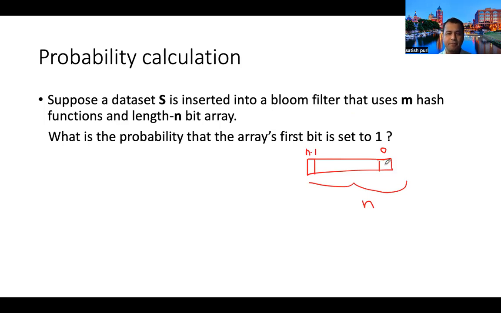So because you're doing a hash function, the hash function could go to any of the bit positions. It does not have to go to 0. It may go to 0. So there is probability involved. There's some probability of this bit becoming 1, but there is also some probability of other bits becoming 1, right? So can we calculate this probability?